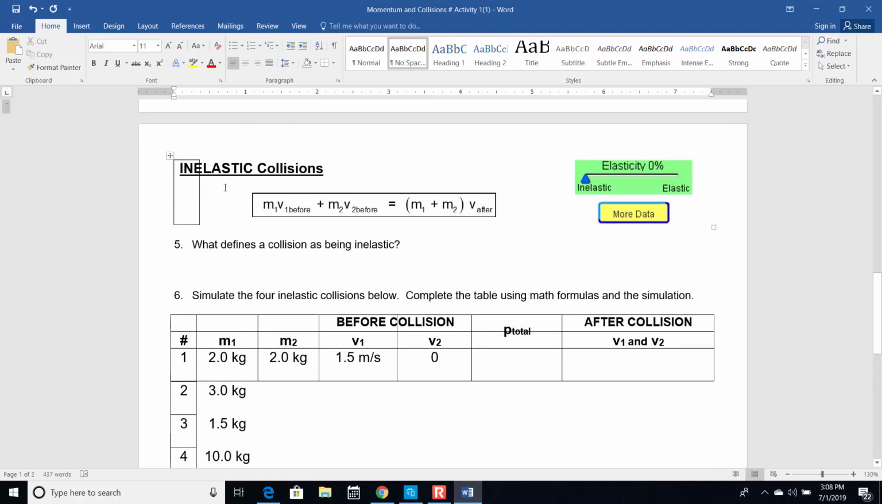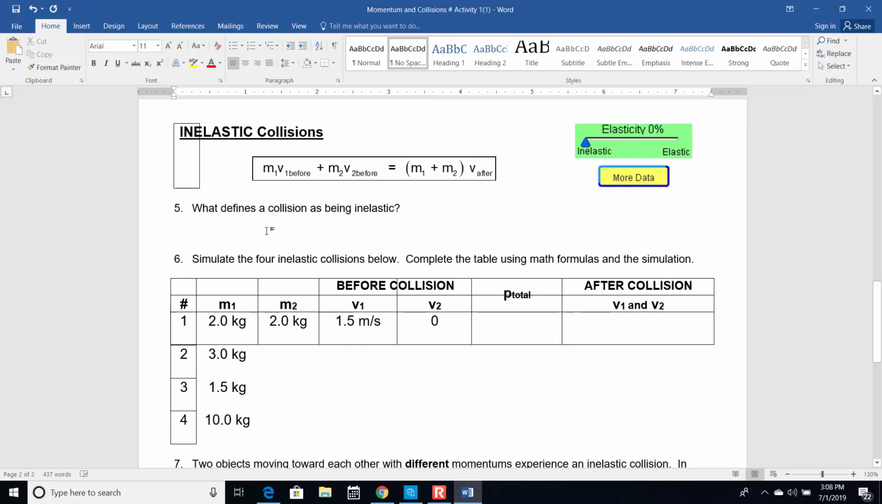Now let's go to the inelastic collision. This is a perfect inelastic collision situation. Here you have the masses. After the collision, they stick to each other and start moving with the same velocity. So what defines a collision as being inelastic? Only momentum is conserved, not the kinetic energy. The kinetic energy is not conserved. That's the definition of inelastic collision.